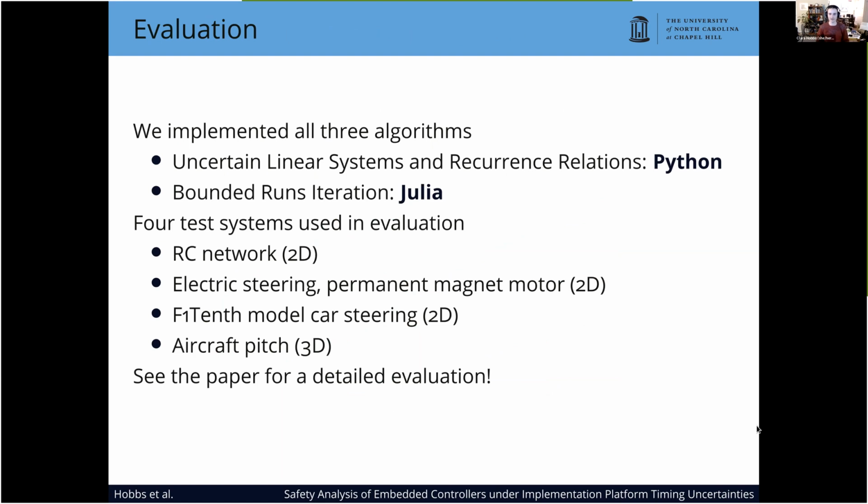Now, with 3 different algorithms to try, we implemented all of them. The first 2 we implemented in Python and the third in Julia. And we looked at 4 different case studies for evaluating these systems. There's a much more detailed evaluation in the paper than what I have time to present here. So if you're interested in seeing more about how these algorithms compare against each other, please see the paper.